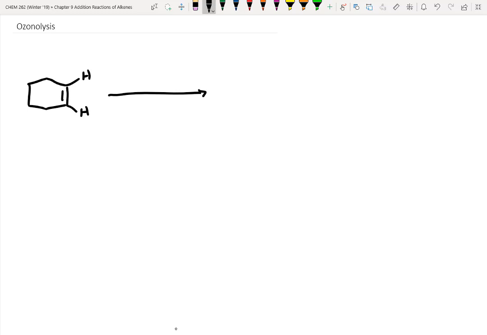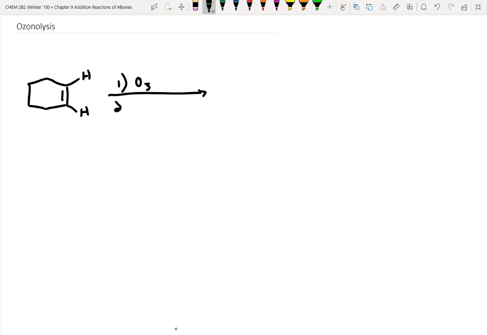In an ozonolysis reaction, you first have to react your starting material with ozone, which is O3. In order to create ozone, you normally have to have an ozone generator in your lab. Ozone's kind of cool. It's this blue gas. However, there is trace ozone in our atmosphere as well. All right, so that's the first step.